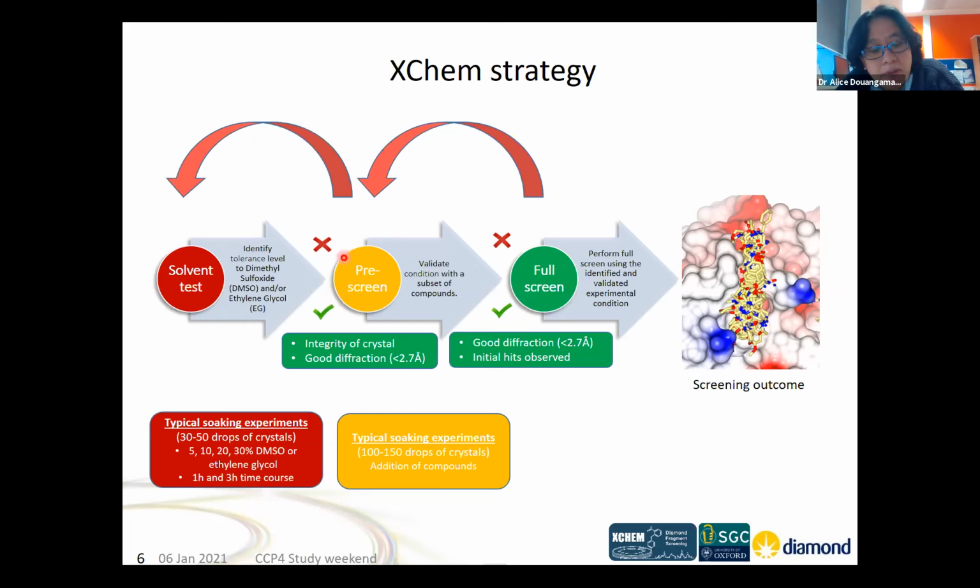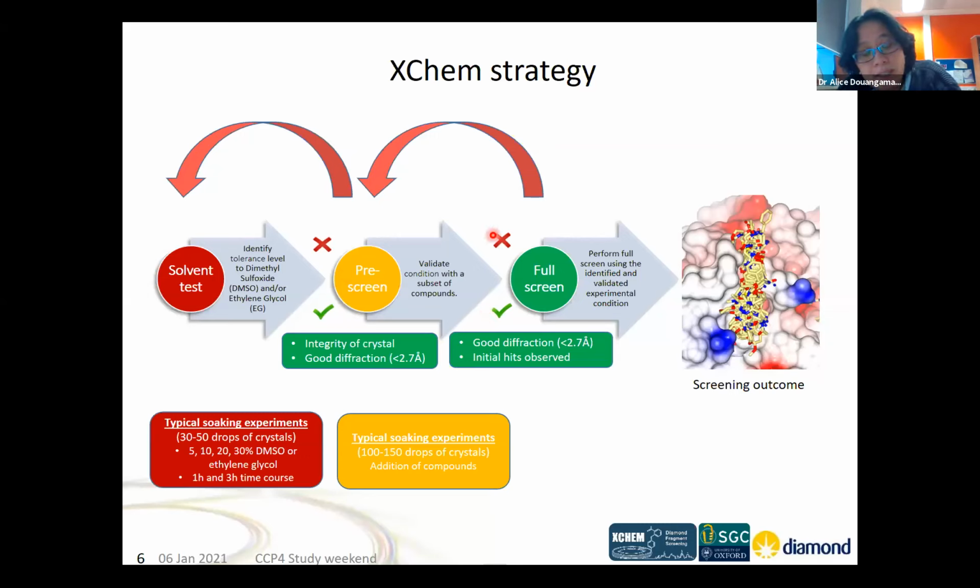In the pre-screen step, we're gonna take forward the condition that we found in the solvent test, and we're gonna put it with compounds. This is basically because we know that sometimes compounds affect how the system is behaving. So at the end of that experiment, which takes about 100 to 150 drops of crystals, you should know whether your crystal system really tolerates the compounds in that condition. And in principle, you should already start to see some initial hits.